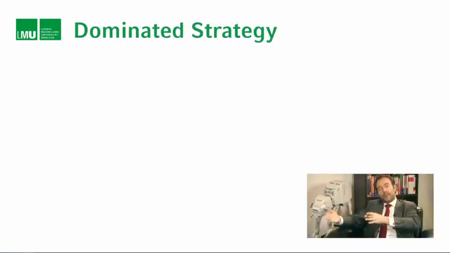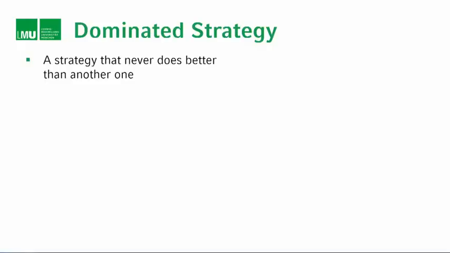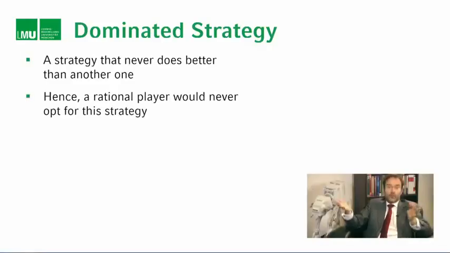There's a flip side to that. There's what's called a dominated strategy. A dominated strategy is a strategy that never does better than another one. So we compare two different strategies, and if one always does worse than the other, this strategy is dominated. So of course, a rational player would never opt for that strategy. And again, it's easy for yourself. If you're trying to maximize your own profit, why would you choose a dominated strategy?